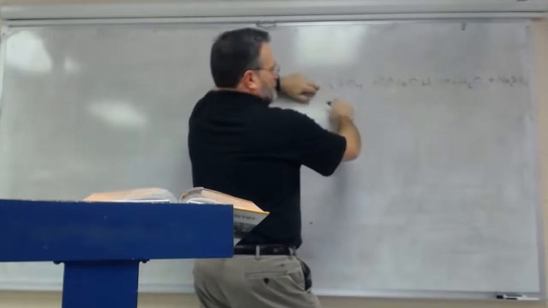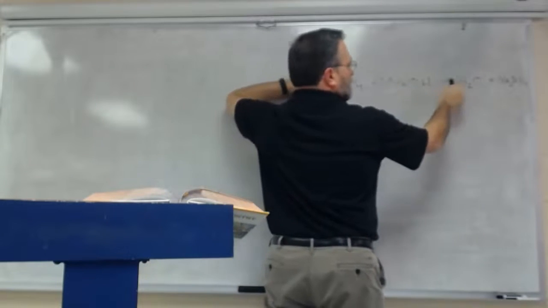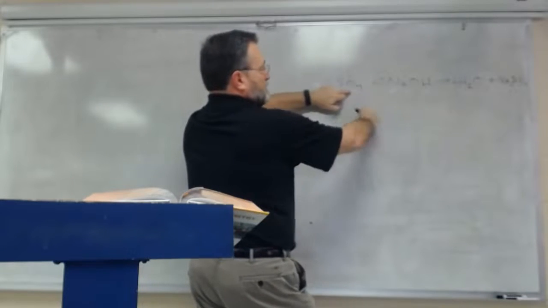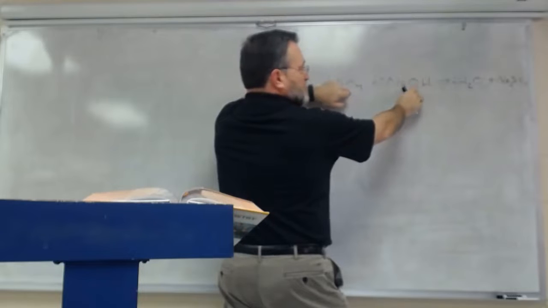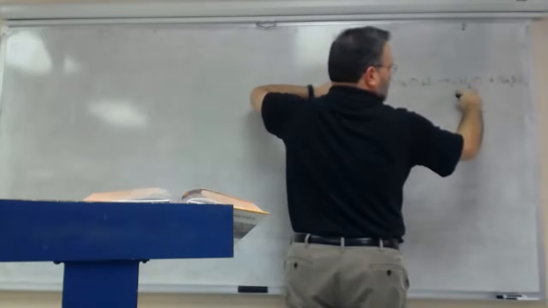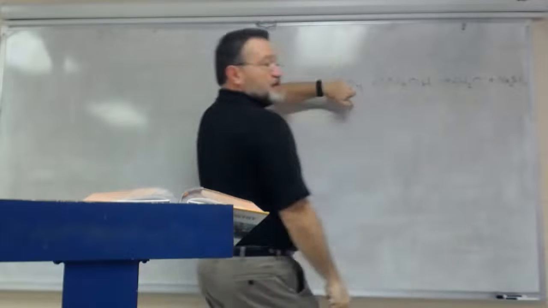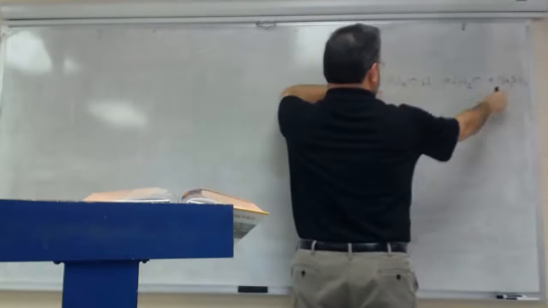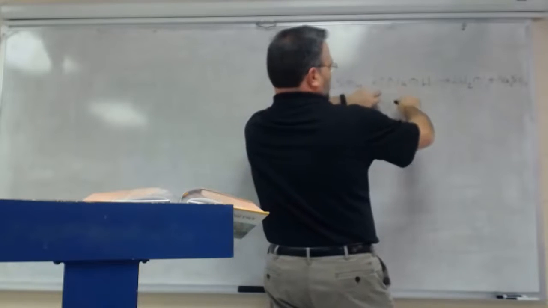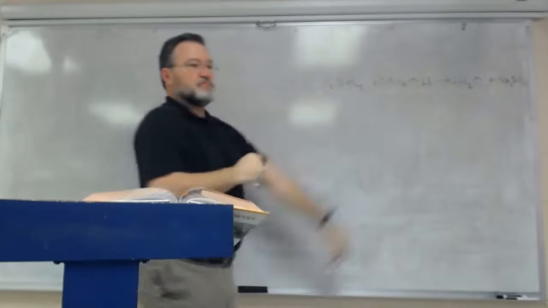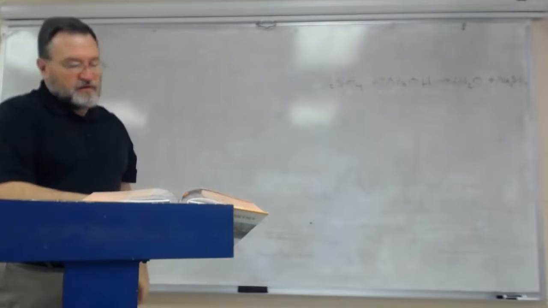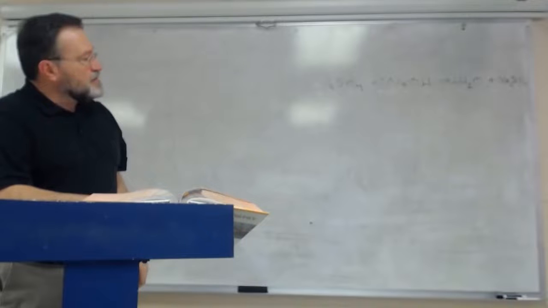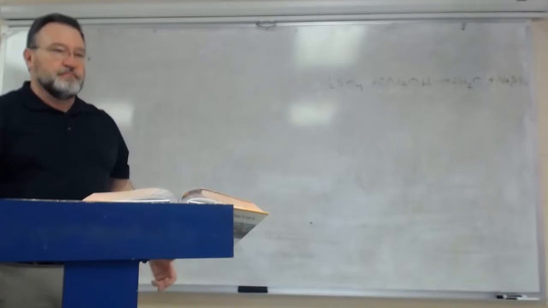Start again. Hydrogens: 1, 2, 3, 4 and 1, 2, 3, 4. Hydrogens are balanced. Oxygens: 4 plus 2 is 6; here, 2 plus 4 is 6. Sodiums: 2 sodiums, 2 sodiums. We've already done oxygen and hydrogen, so we're done. Let me check. H2SO4 plus 2 NaOH reacts to produce Na2SO4 and 2 H2O. That's correct.